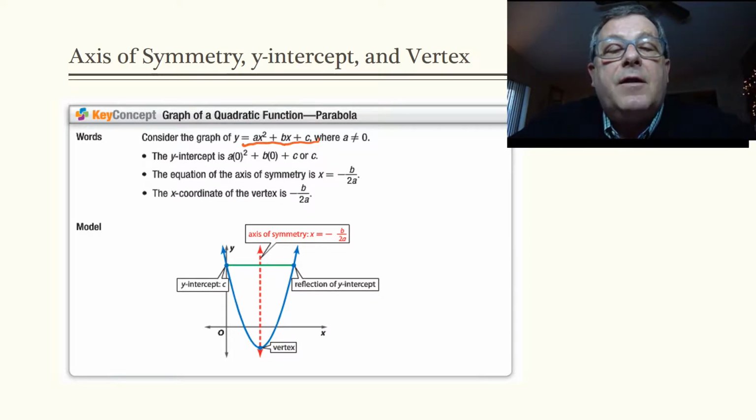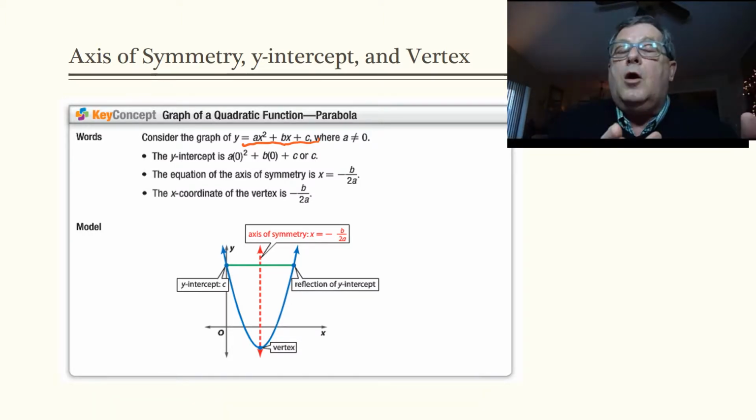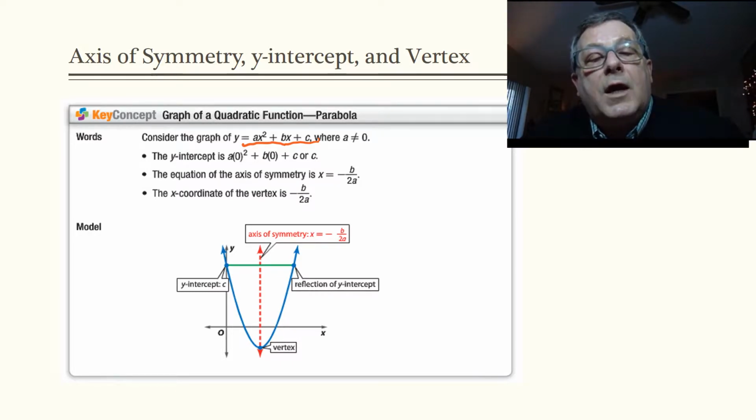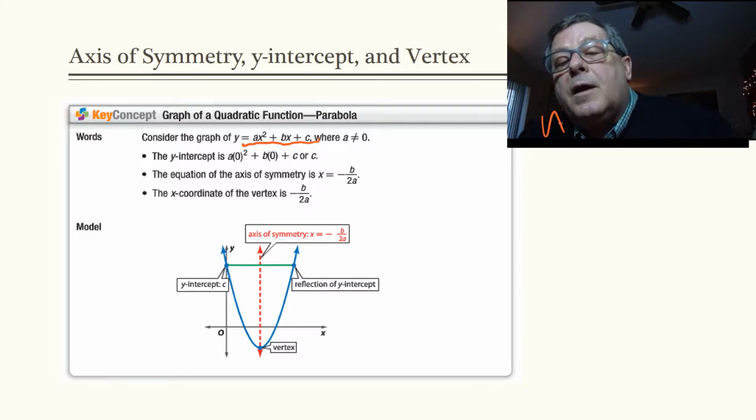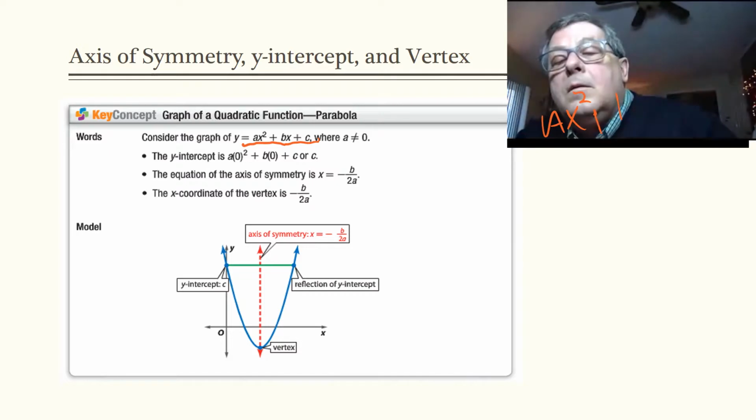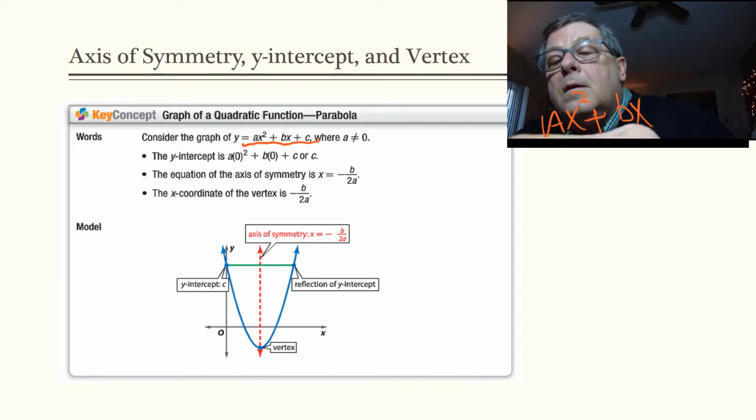Now, here we see a quadratic equation in standard form, and we can use this equation to come up with several features of this graph, and that's what we're going to discuss here. The first is the y-intercept. If we want to find the y-intercept, we set x equal to 0, and that will give us the y-intercept. But when we're looking at a quadratic equation, ax squared plus bx plus c.